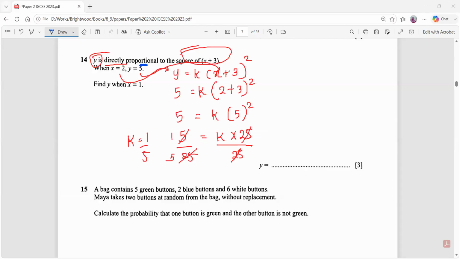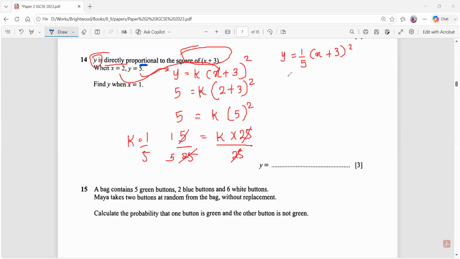So you can write, if I consider the square of this one, it should be equal to this one. So what is the equation now? Let me know. y equals 1 over 5, x plus 3 squared. Here is the equation I already found.